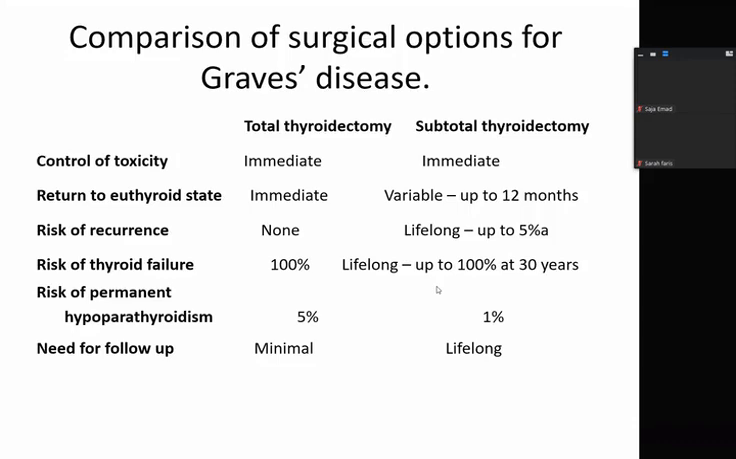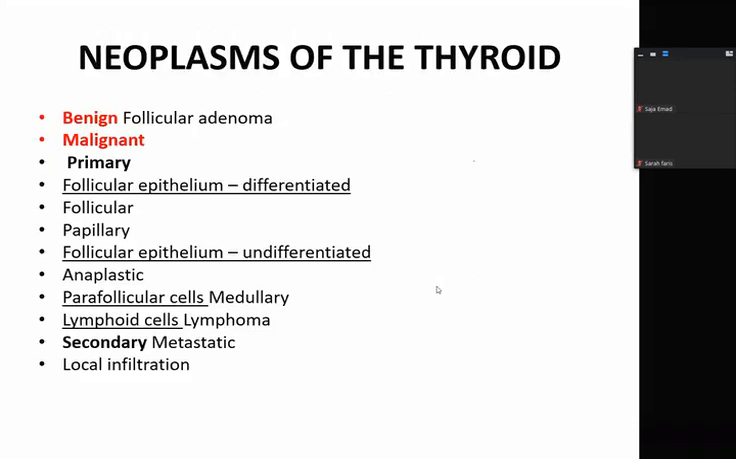واضح؟ واضح. Now, neoplasm of thyroid gland. Again, it is present. This table is from Bailey and Black. There's benign follicular adenoma, malignant, primary follicular epithelial differentiated اللي هي follicular والpapillary carcinoma، والundifferentiated اللي هي neoplastic carcinoma، parafollicular cells اللي هي medullary carcinoma، lymphoid lymphoma، secondary metastasis، وlocal infiltration. Again, secondary يعني من another organ in the neck. Again, this is an important subject.